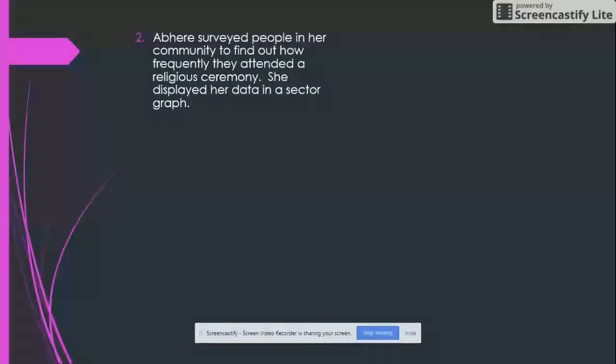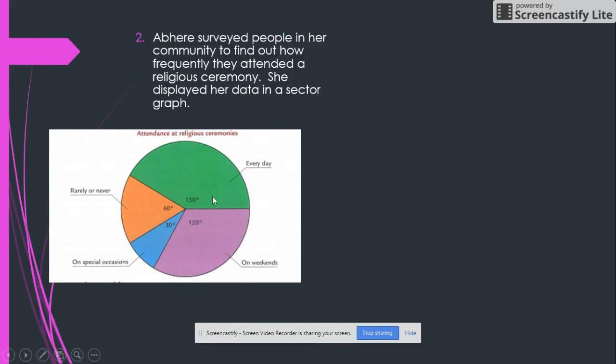Okay, Abhere surveyed people in their community to find out how frequently they attended a religious ceremony, so they went to church. She displayed her data in a sector graph. So here's her graph. So remembering that this whole circle's 360 degrees, 150 degrees went every day, 120 on the weekend, 30 on special occasions, and 60 went rarely or never. So that would be out of 360.